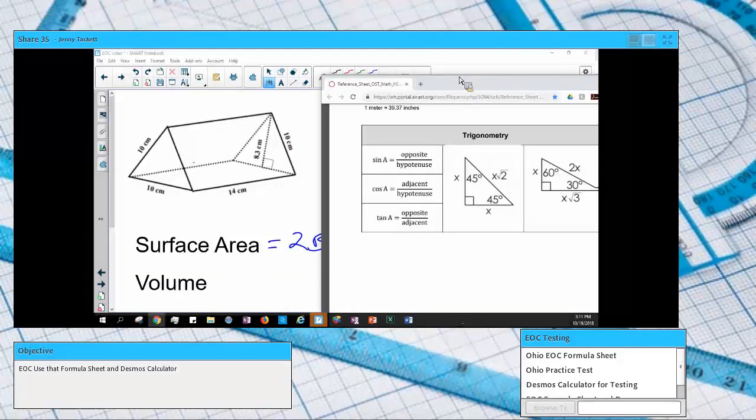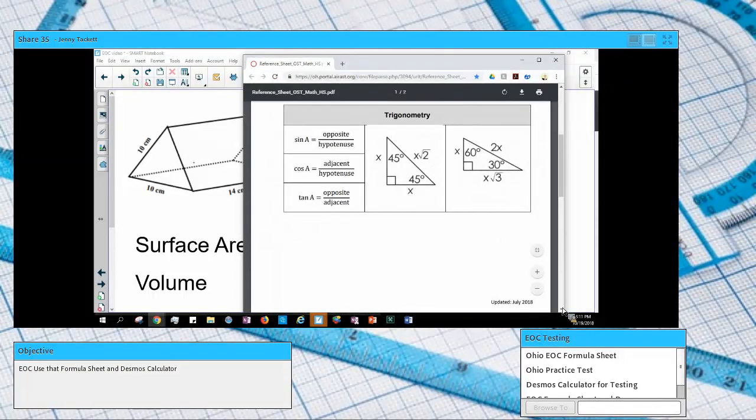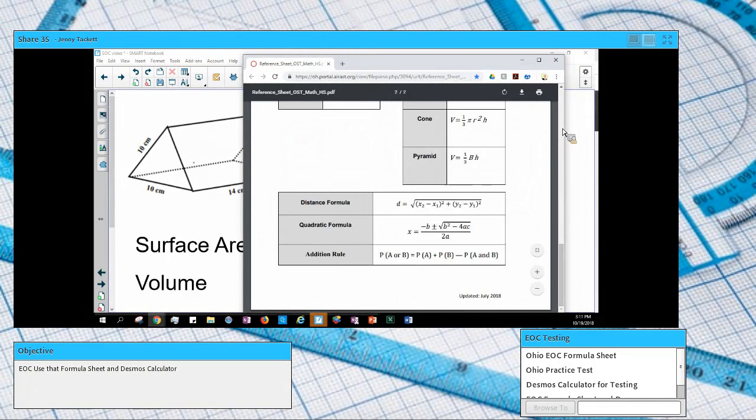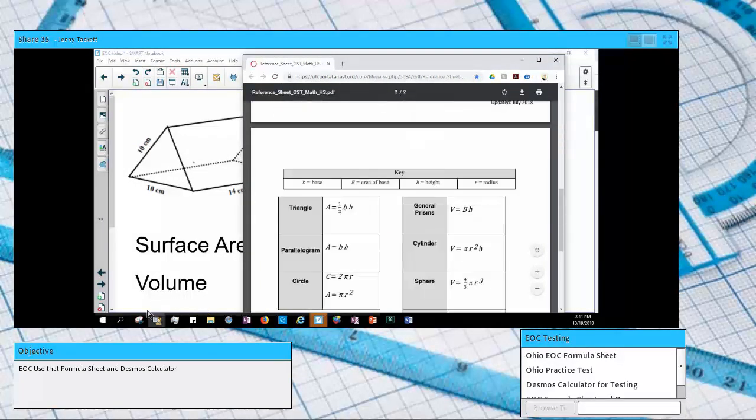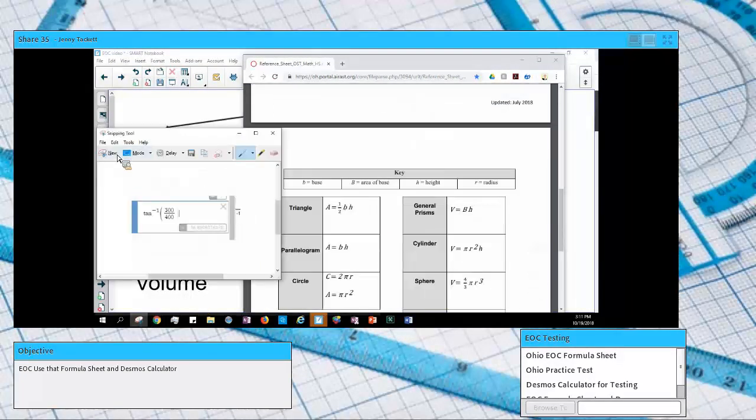This is a triangular prism. Triangular because the base is a triangle. So I need the formula for a triangle.